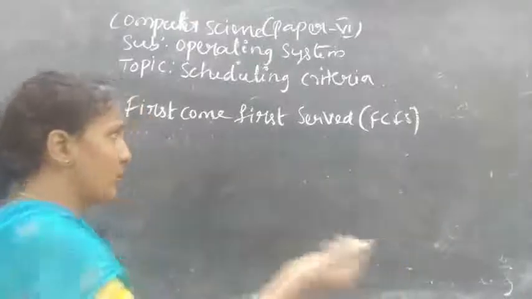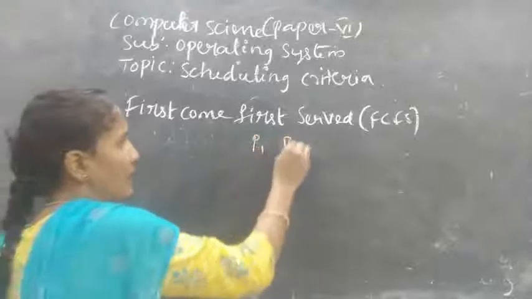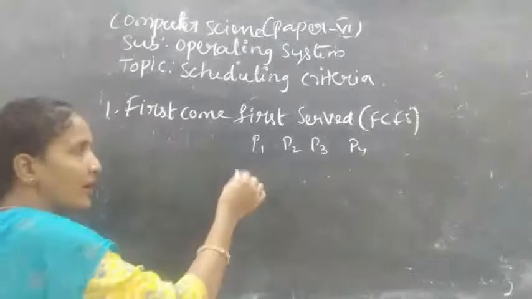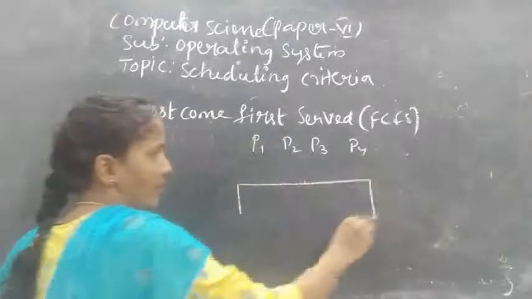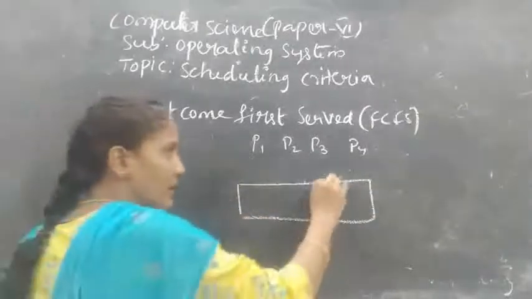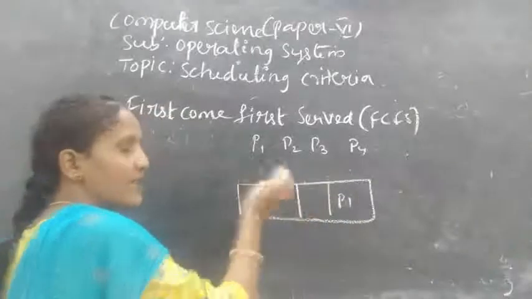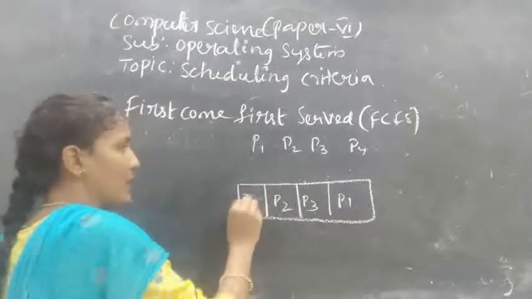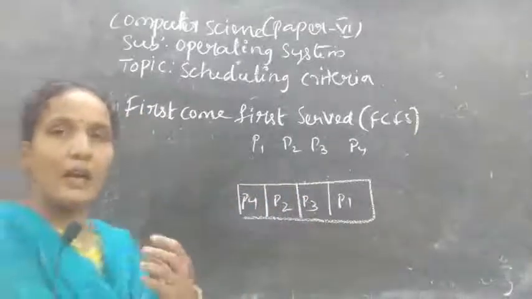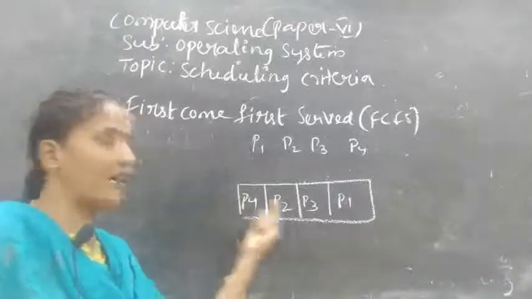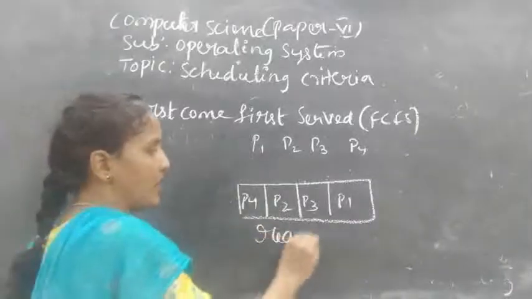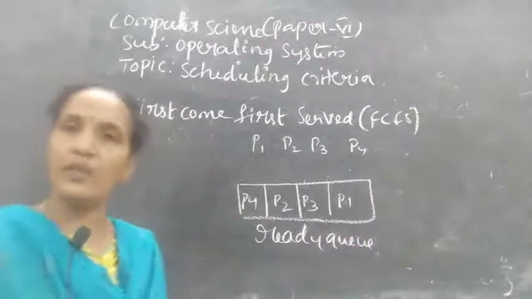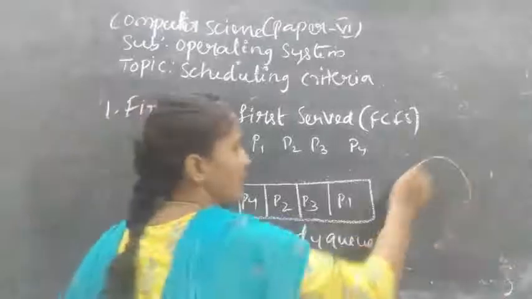Here I will show you. For example, there are 4 processes: P1, P2, P3, P4. P1 requests the CPU first. Next, P3 is requested. Next, P2 is requested. At last, P4 is requested. So based on time, they arrive in the ready queue. It is called the ready queue, which means the processes are ready for execution and are waiting for the CPU. For example, this is the CPU.